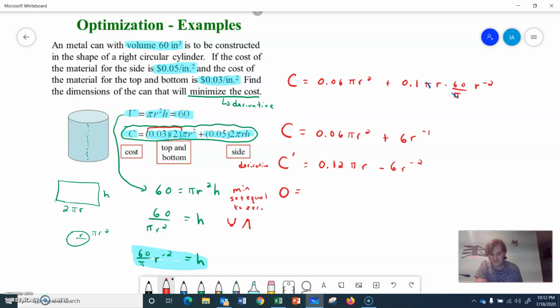So I'll rewrite my derivative, but it'll be 0 equals 0.12 pi r minus 6 over r squared. And I do that to kind of help myself, because I don't like it with the r on the bottom. So I'm going to multiply both sides by r squared, and that will give me 0 equals 0.12 pi r cubed minus 6. Not something I was expecting to get, but let's see what happens here.